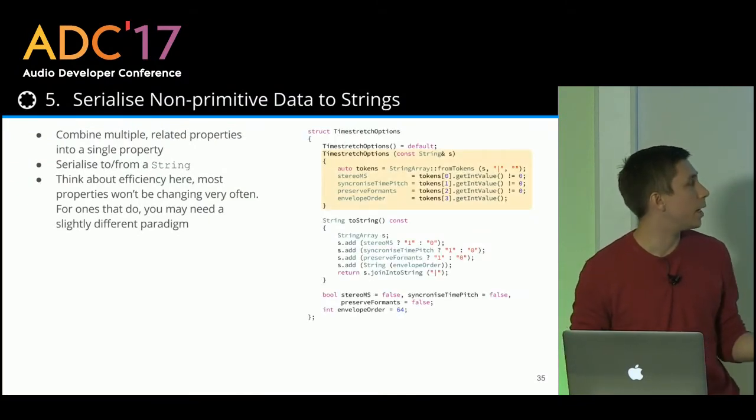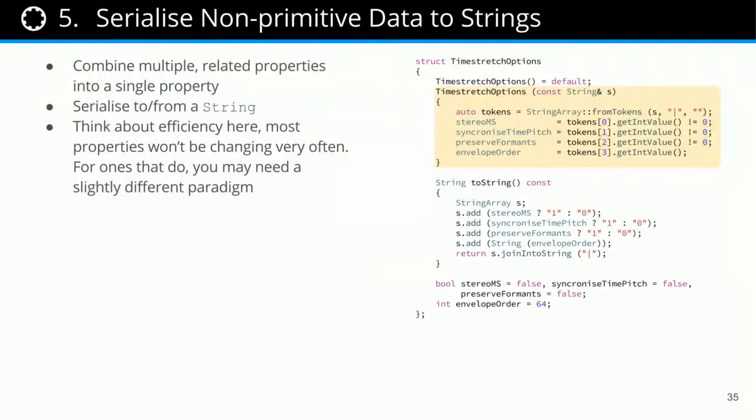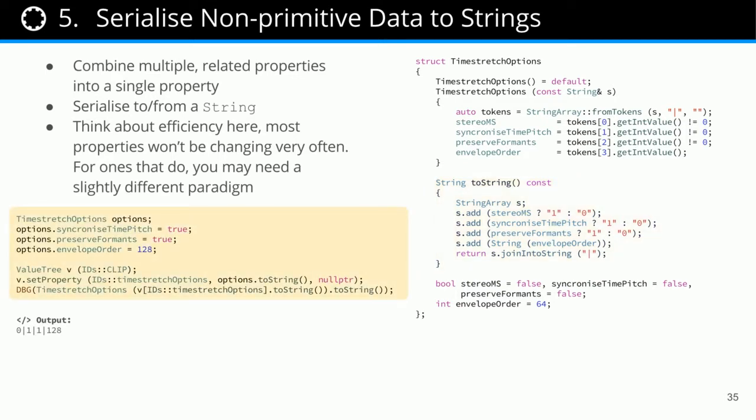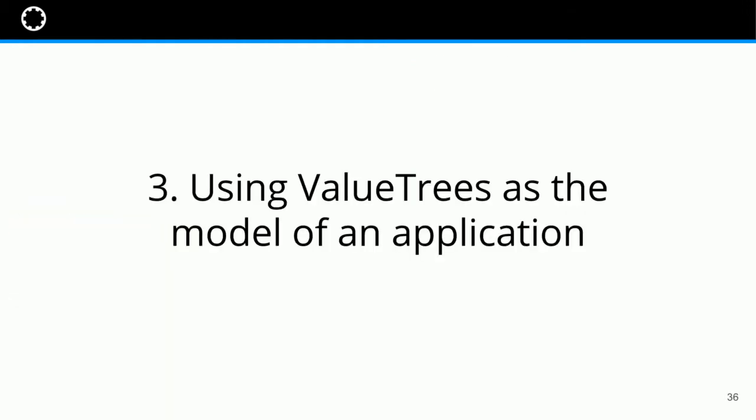So what you can do here, in Waveform we have a set of time stretch options which determine how we apply time stretching algorithms to audio clips. And if we provide a constructor that takes a string, we just tokenize the string that we get and then assign our members based on those values. And if we provide a toString method, we can serialize a thing to a string doing the opposite. And then we would just use this like so. We'd have the time stretch options, we'd set our flags, and then we can just set the property by converting that to a string. And if we want to print it back out again, we just get the property out of the ValueTree and convert it to a string. And you can see the output would be that string property stored in the tree.